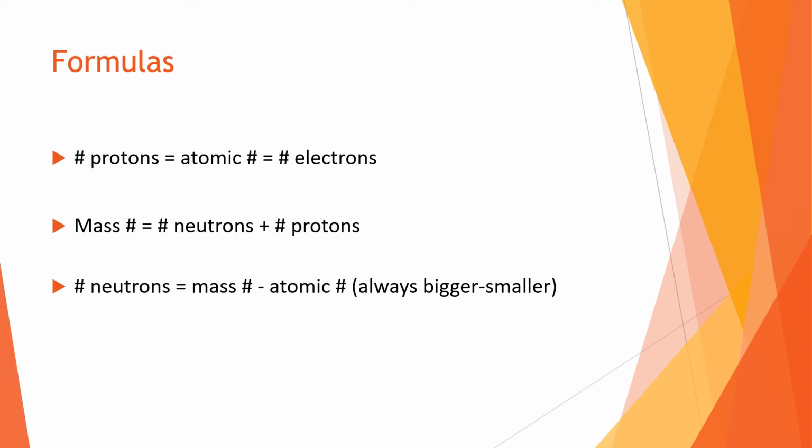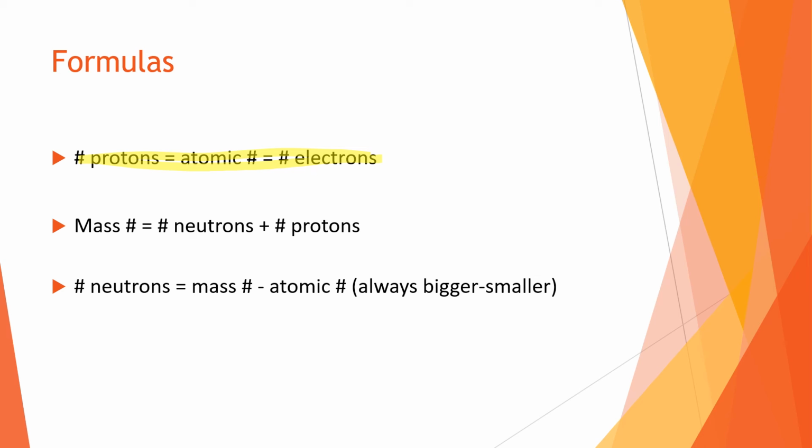Here are formulas to keep in mind. The number of protons is equal to the atomic number and is equal to the number of electrons. So for atoms, all three of those numbers are the same. That top left-hand corner number on the periodic table for each element represents all three of those values.